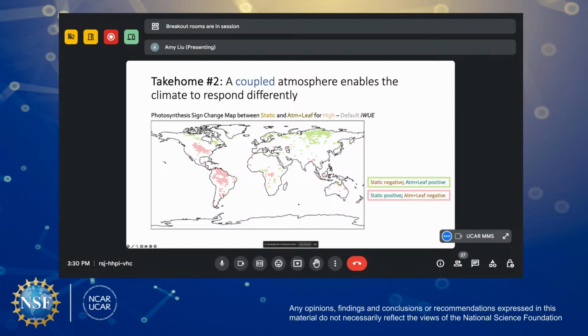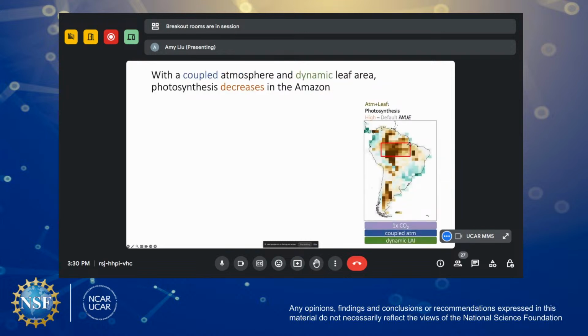And this brings us to our second take-home point: a coupled atmosphere enables the climate to respond differently. A spoiler alert, in our case, temperature increases. That's how climates respond differently. And we're going to explore two regions that are doing different things briefly: Boreal Canada and the Amazon region.